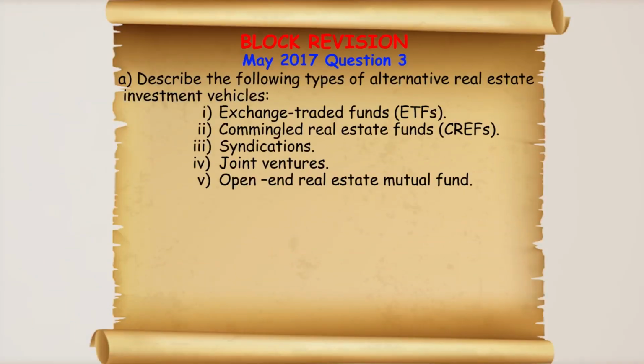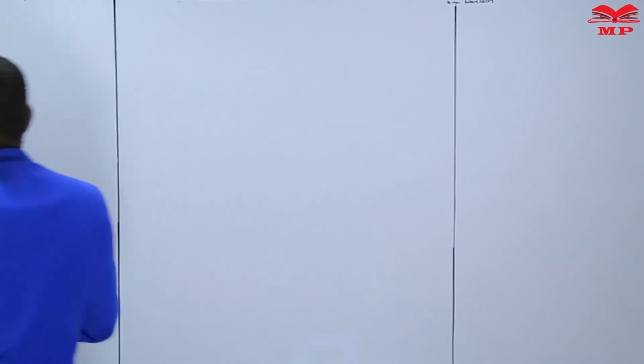We are looking at May 2017, question 3. Question 3A reads as follows. Describe the following types of alternative real estate investment vehicles. Number 1, exchange traded funds. Number 2, commingled real estate funds. Number 3, syndications. Number 4, joint ventures. Number 5, open-end real estate mutual funds. And so we will begin.